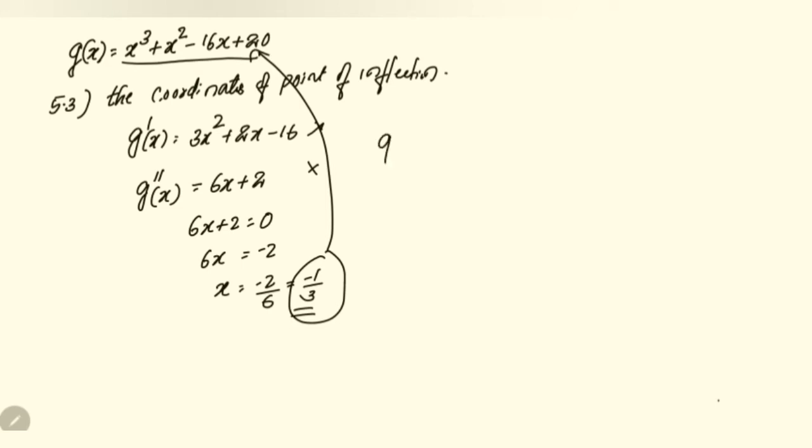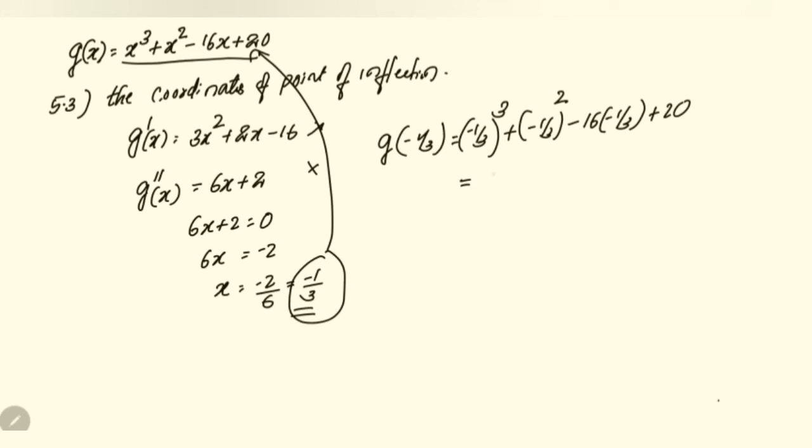So it's going to be g of minus 1 over 3. It's going to be 1 over minus 1 over 3 all cube plus minus 1 over 3 all square minus 16 times minus 1 over 3 plus 20. When you do this one, if you can use the calculator, this will give you 25,4. So that is the y value. So we can write the point in a coordinates form. That is x value is minus 1 over 3 and the y value is 25, 4. You get it. Is it clear? Okay. Now we can go to the next question.